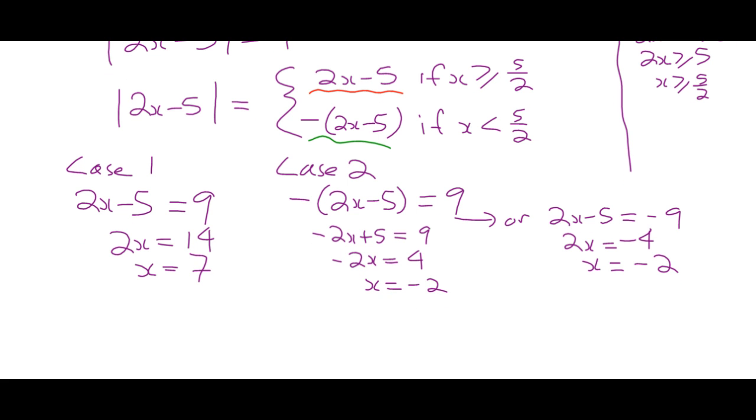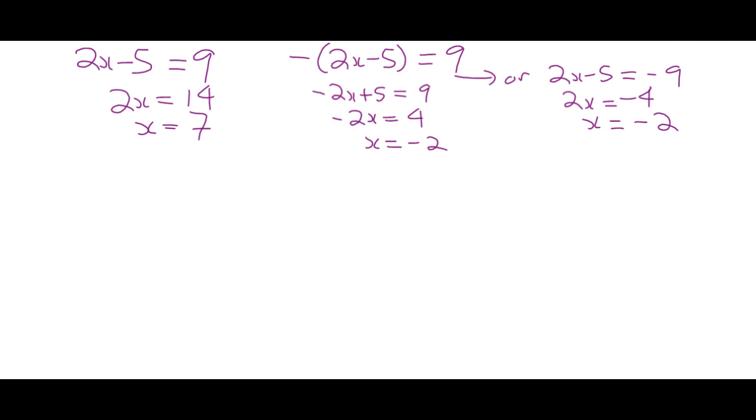And we've got these things, right? So this tells us if x is bigger than 2.5, and this says x is 7, and 7 is bigger than 2.5, so this should work. As a matter of fact, we know it works, because 2 times 7 is 14, minus 5 is 9. And this says if x is less than 2.5, and negative 2 is less than 2.5, then this should work, okay? And we can check that. So anytime you solve, you have to check, because sometimes we introduce solutions which aren't solutions to the original. May not happen.